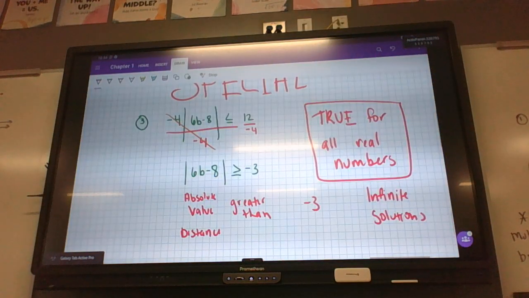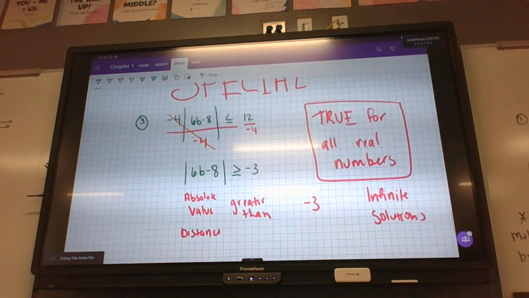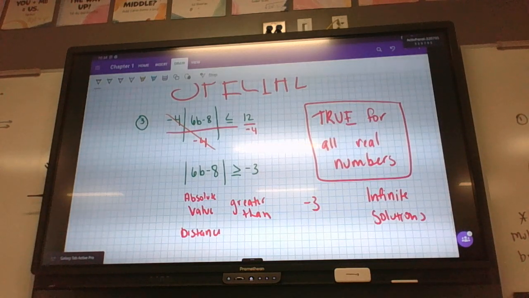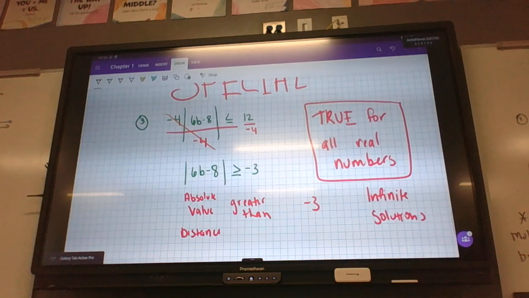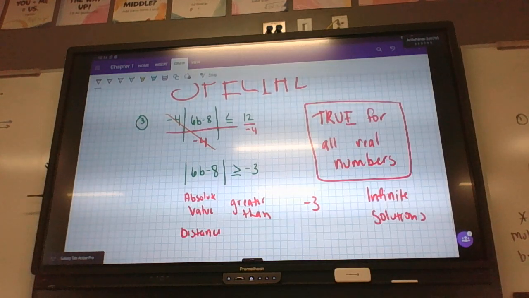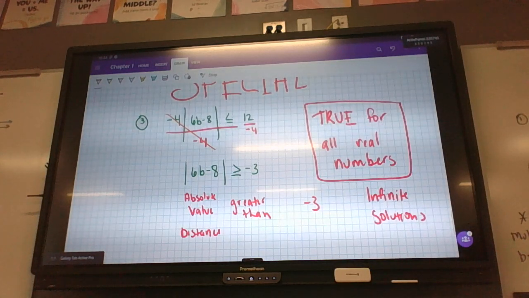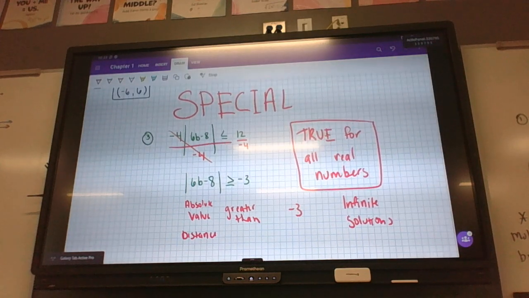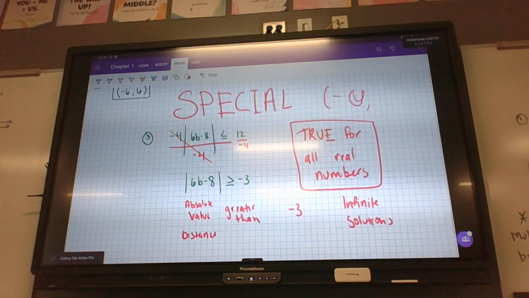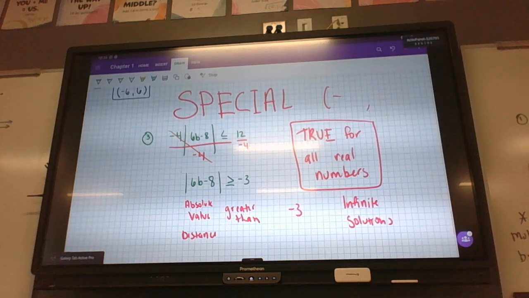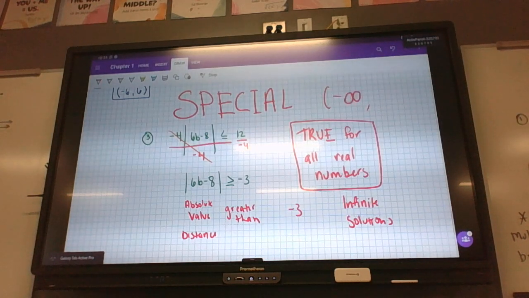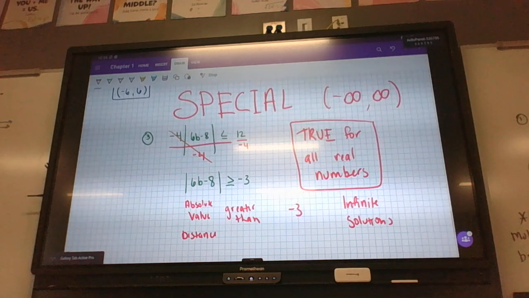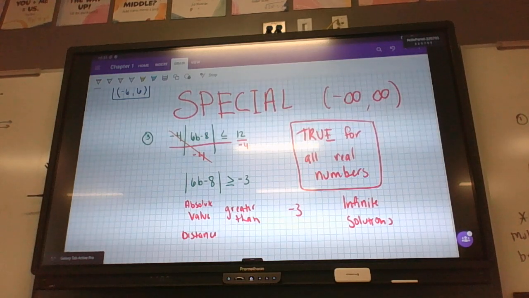You want to just write down? Not for all the numbers? Oh, like you don't even have to solve. Yeah, you can stop. You just don't have to graph it. If you graph it, it just shows arrows everywhere. The interval notation is negative infinity, infinity. The number line is just everything highlighted.